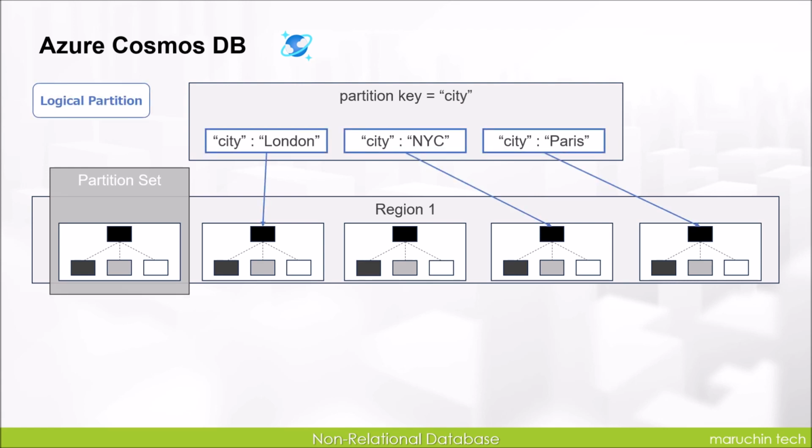And there are two types of partitions, the logical partitions and the physical partitions. A logical partition is a collection of items that have the same partition key. In this example, the items with the same city are stored in the same partition.